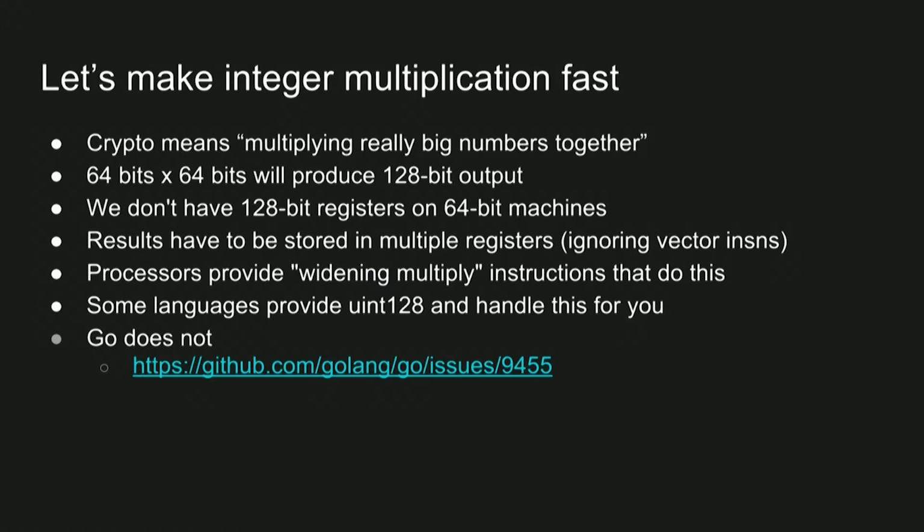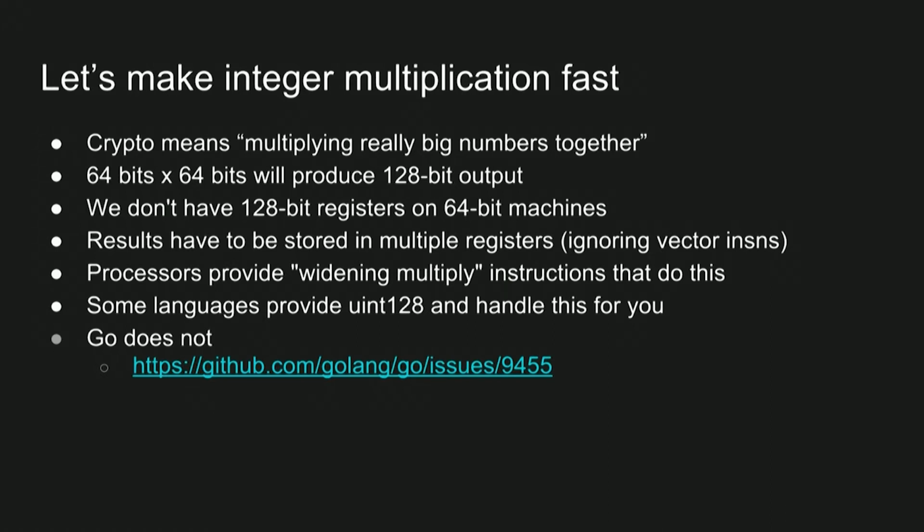But of course, 64-bit numbers multiplied together are going to give you 128 bits of output, which we can't natively represent on a 64-bit machine. So you have to store the results of these big multiplications in two registers or two variables, and then you can add them together in the right context to get your final result. Processors do this for you. They have widening or expanding multiply instructions that will just do this for you.